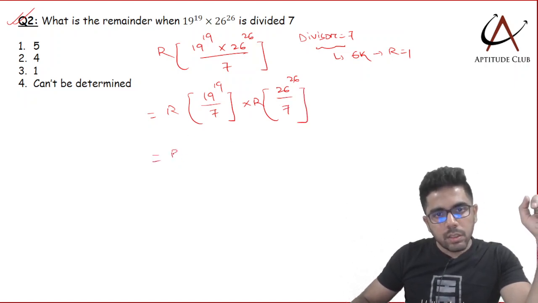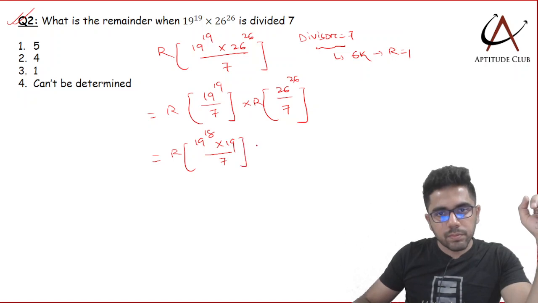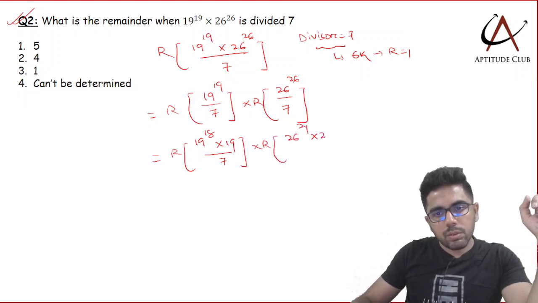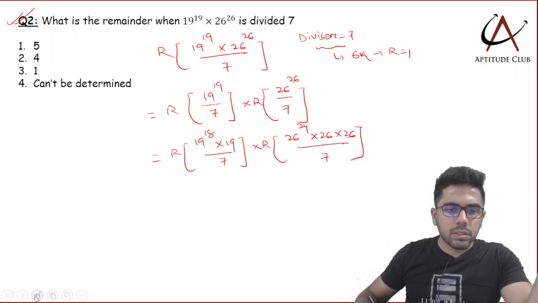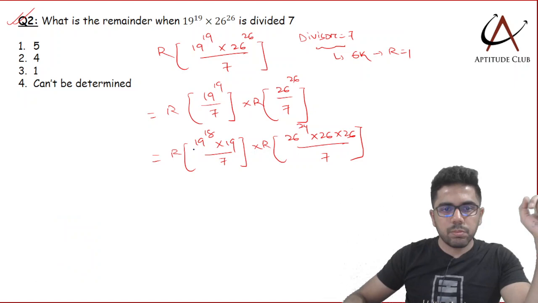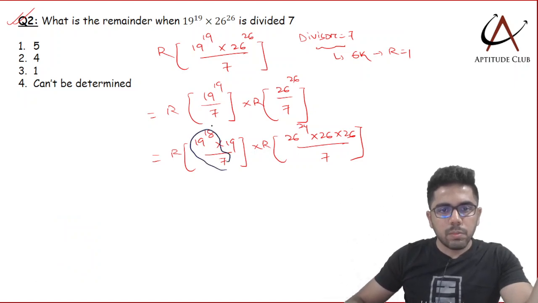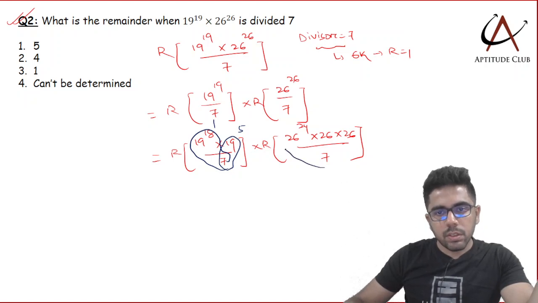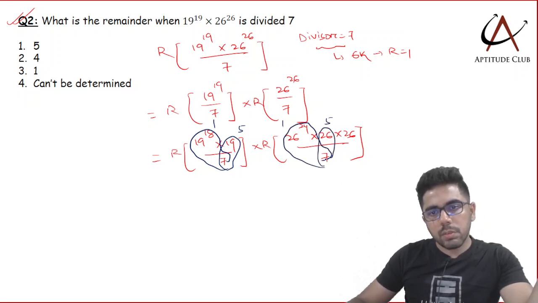19 is there, so I'll write it as 19 to the power 18 into 19 divided by 7, and 26 to the power 24 into 26 into 26 divided by 7. I've just split it this far, still very easy. This remainder is 1, 19 divided by 7 remainder is 5. This remainder is again 1, 26 divided by 7 remainder is 5, and this is again 5.